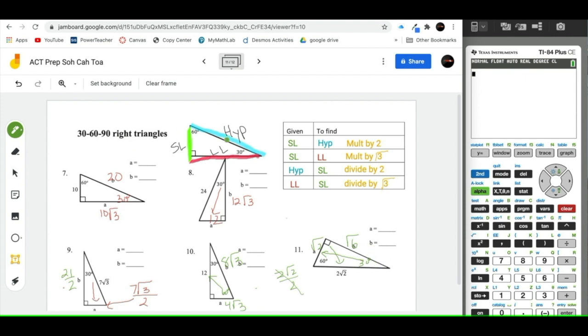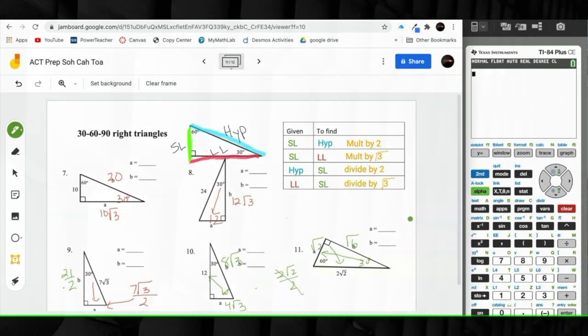So you'll see a few 30, 60, 90s on the ACT, most likely. There are shortcuts, so it's this chart right here. You might give it a study.